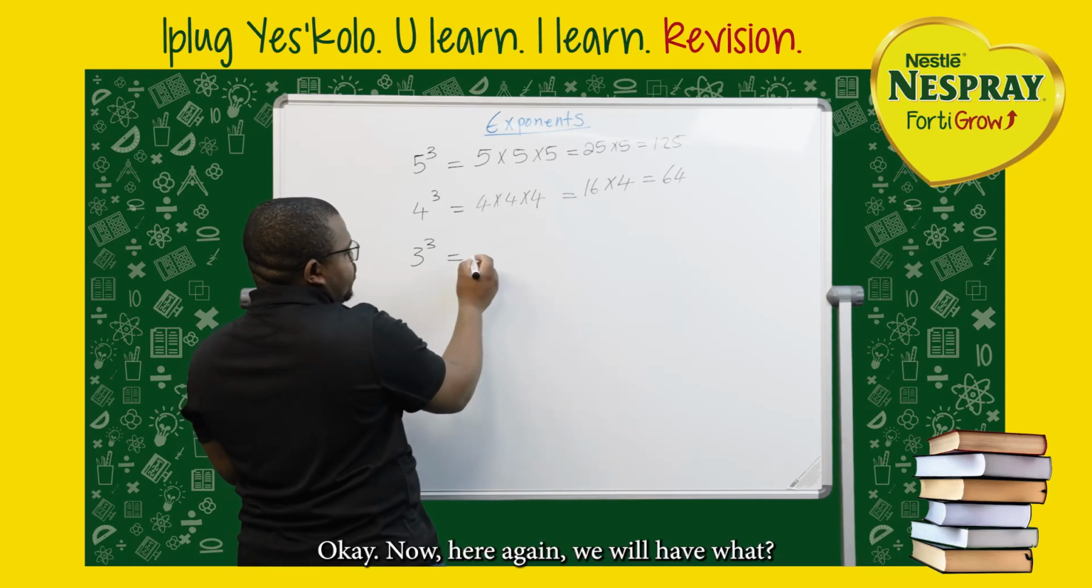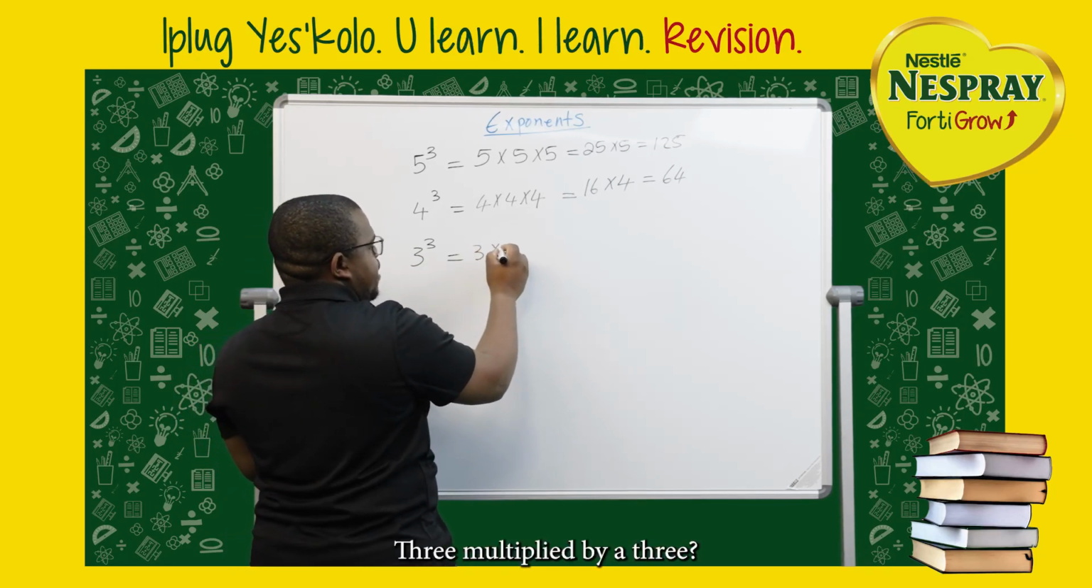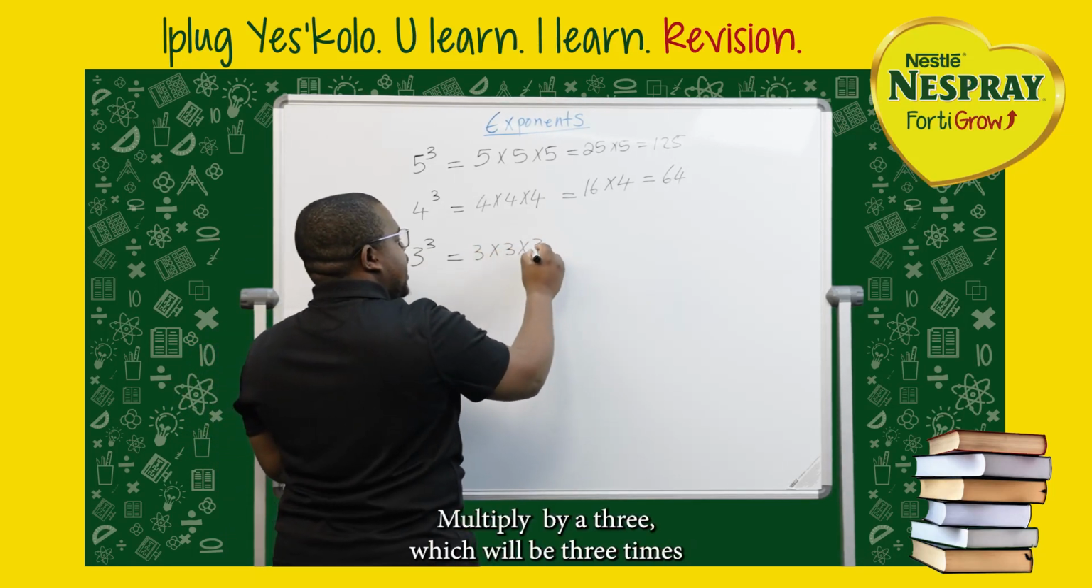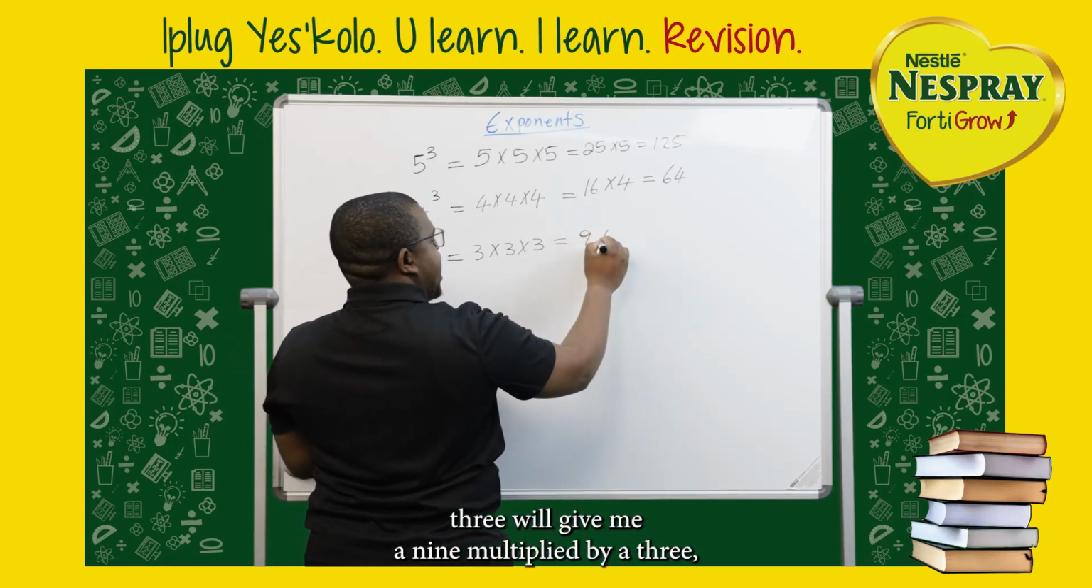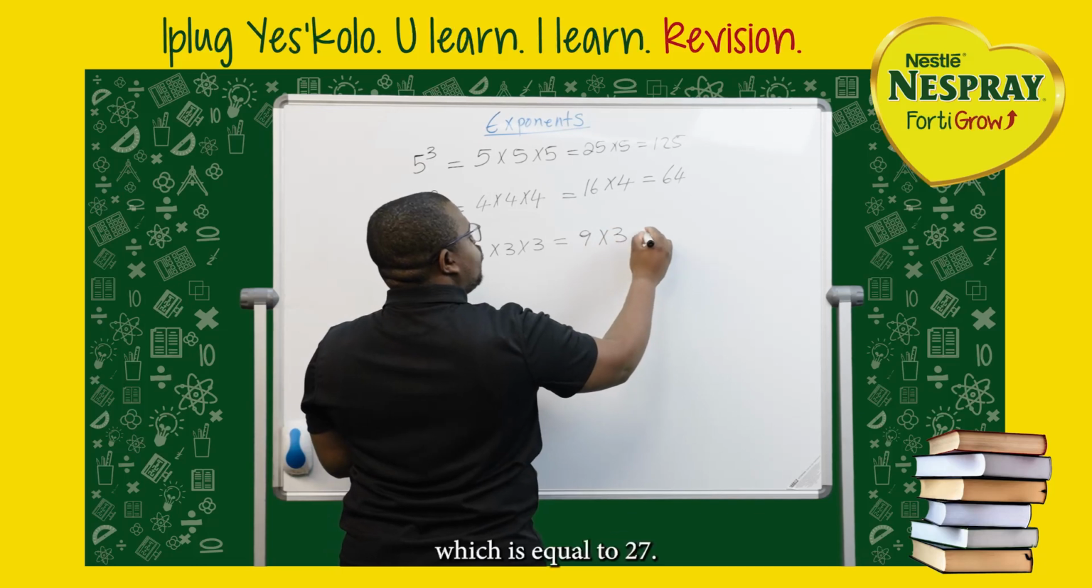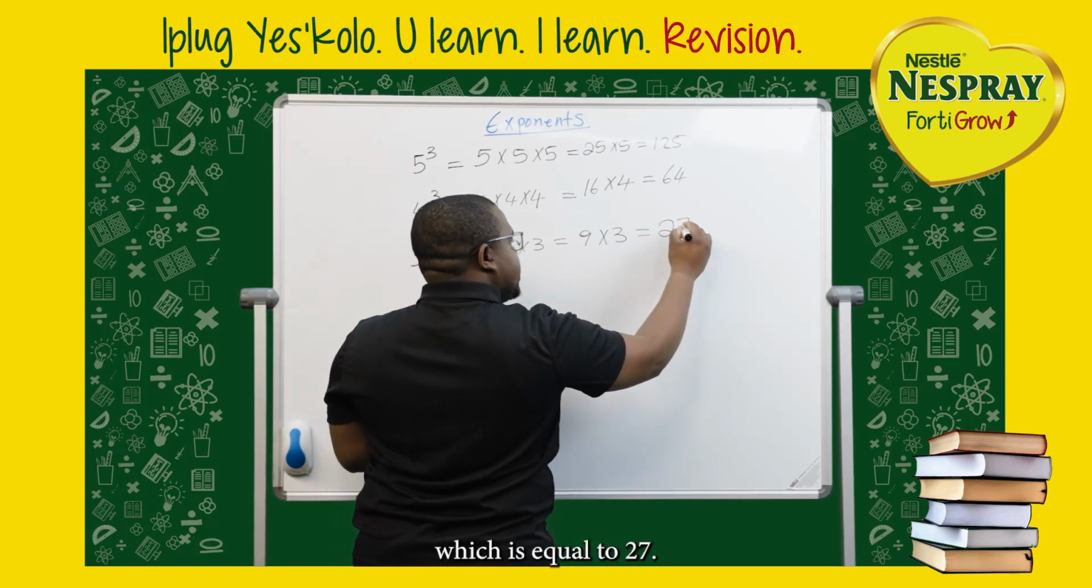Now, here again, we will have what? 3 multiplied by 3 multiplied by 3, which will be 3 times 3 will give me a 9 multiplied by 3, which is equal to 27.